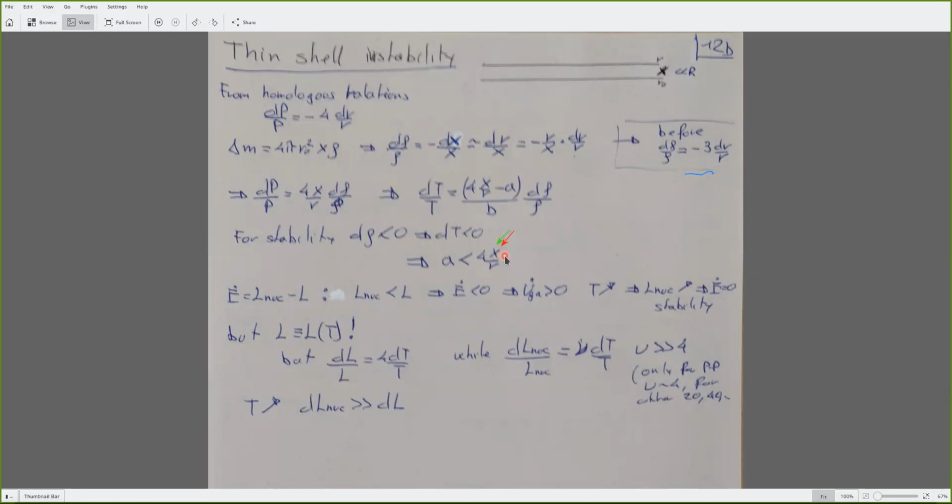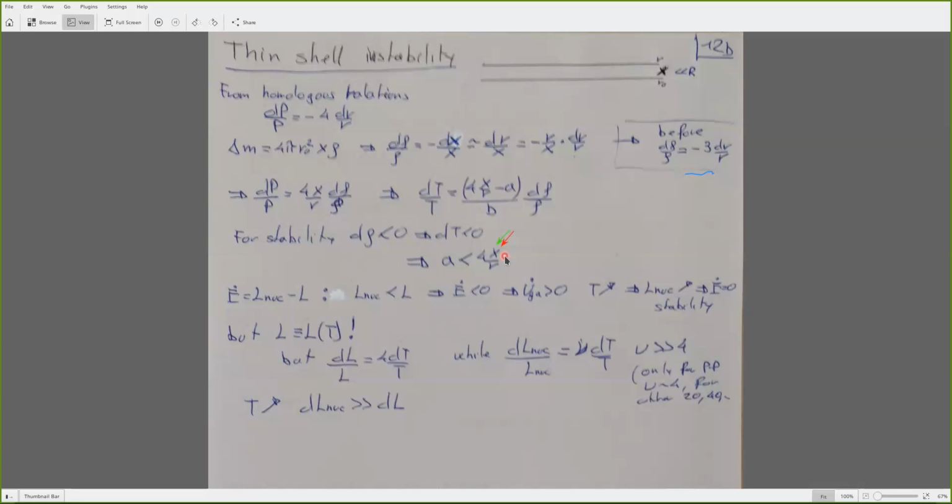And how do we make the jump from analyzing a thin shell to a whole star? How do we extrapolate the results from one shell to a whole star? No, this is valid just for the thin shell. It's not the stability of the star.